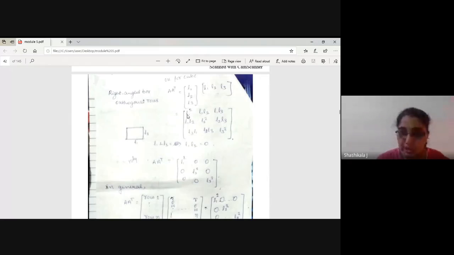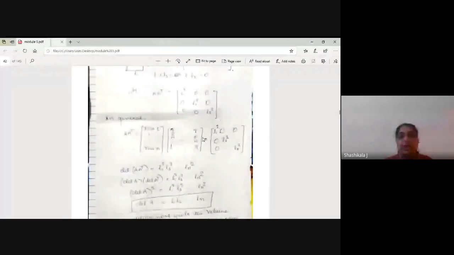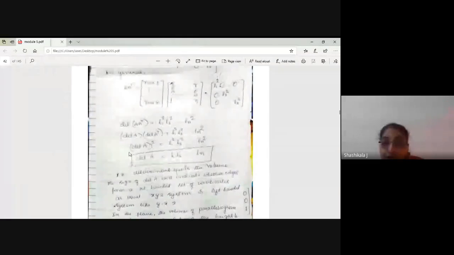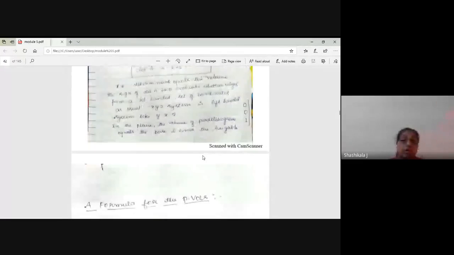So in this, because of orthogonality, all other values except the diagonal values will reduce to 0. Then you will get the determinant of A squared, A into A, it is A square. You will get it as L1 square, L2 square and Ln square. And the determinant of A is L1, L2 and Ln. This also. Next is one more formula.